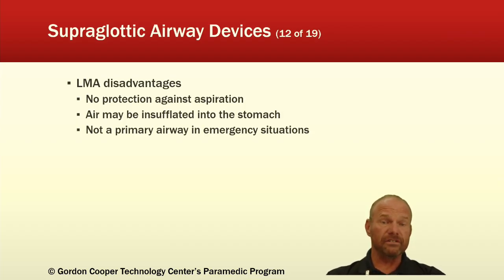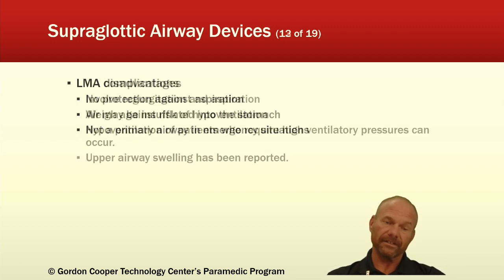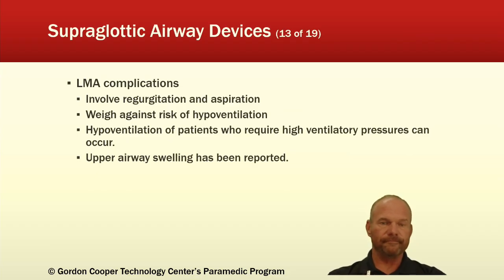Also, air insufflation: not a great advantage, a big disadvantage. With prolonged ventilation using an LMA, some air may enter the stomach, increasing the risk of gastric distension and subsequent regurgitation. So it's not considered a primary airway in emergency situations, particularly when there's a high risk of aspiration as well as high pulmonary pressures. But it's something that's out there, so we'll talk about it.